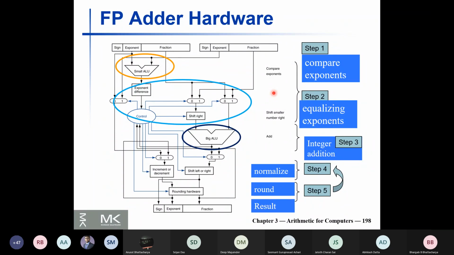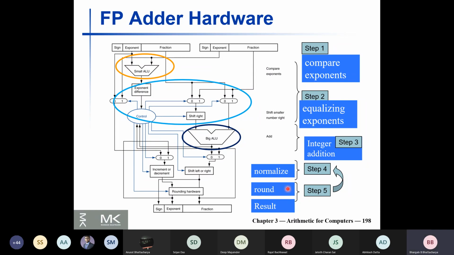Normalize, round, and result. This normalization part is needed so that you have just one digit on the left of the binary point. This rounding is needed so that you can fit this mantissa part within 23 bits.